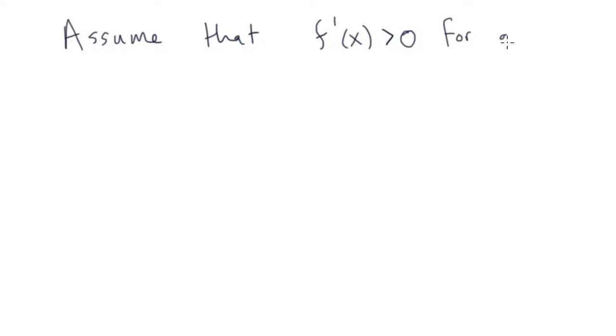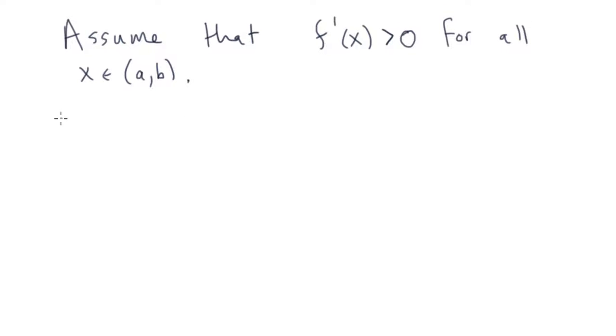Okay, so let's assume that f prime of x is greater than 0 for all x in some open interval, a b. Okay, so let's show that f has to be increasing on this interval.